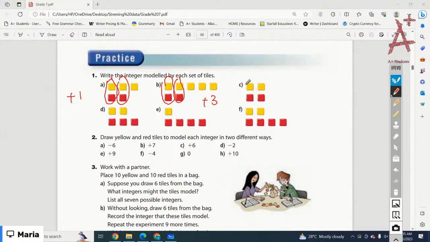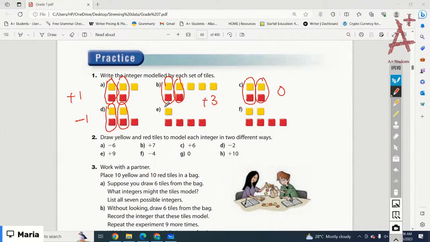Okay, for C, you have red and yellow tile. A pair of red and yellow tile makes zero, right? So you have two zero pairs and no other tile. That means that this represents zero, right? Okay, then for D part, you have a zero pair, another zero pair. You are left with just one red tile. One red tile represents the negative number, so it would be negative one, right?